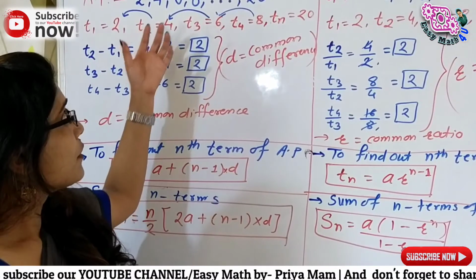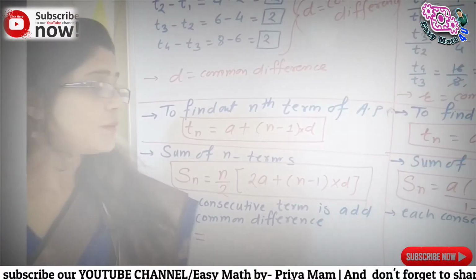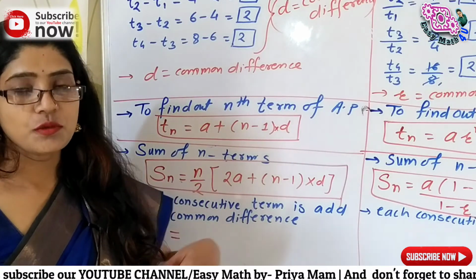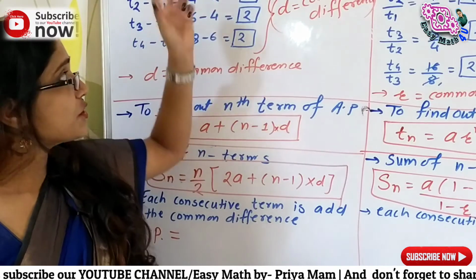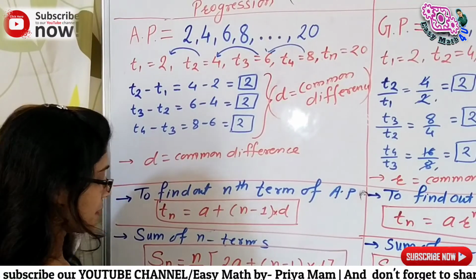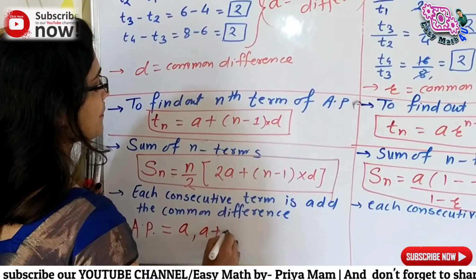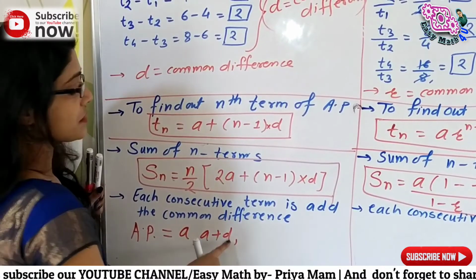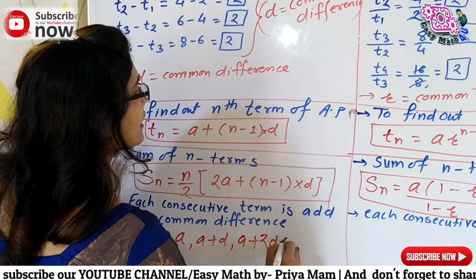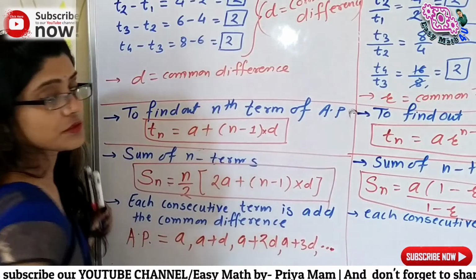So we can say for the arithmetic progression, there are a number of terms, and each consecutive term adds the common difference. So always when we take terms in an AP, to the previous term we add the common difference. So we can write the sequence of an AP: the first term is A, then the second is A plus D, we are adding the common difference. Next, again you add D, that is A plus 2D, then A plus 3D. Like this is the sequence of an AP.